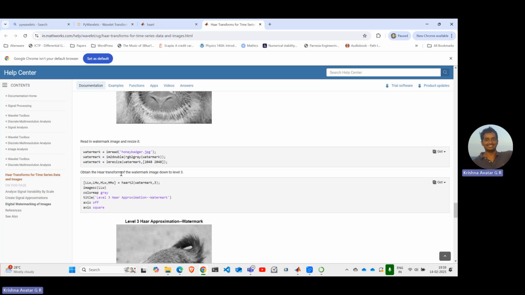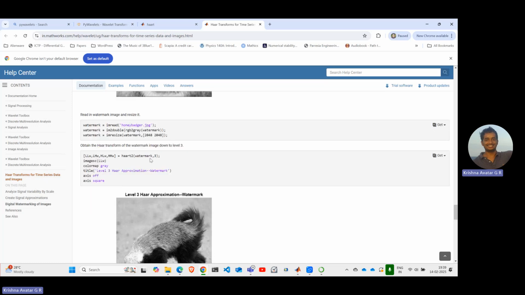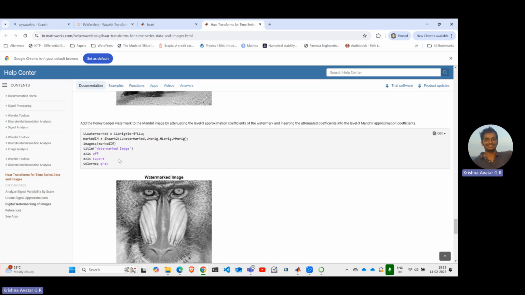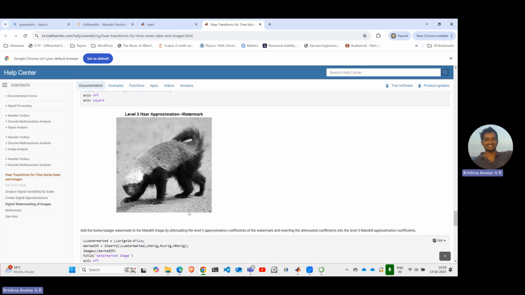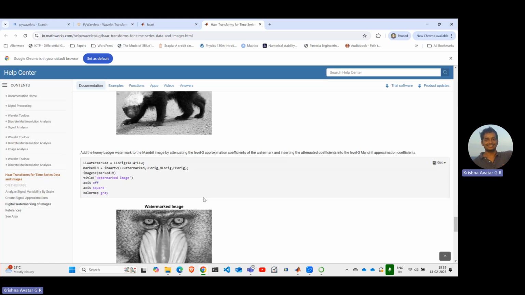Then we are performing a Haar wavelet transform of the image again to level 3, and we see that this is how it is, right? So now what we do is we can add the honey badger watermark to the mandrill image by attenuating the level 3 approximation coefficients of the watermark and inserting the attenuated coefficients into the level 3 mandrill approximation coefficients.